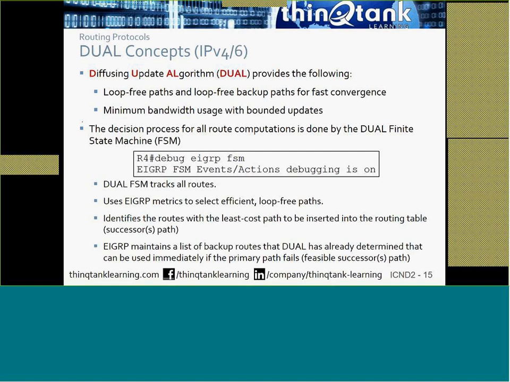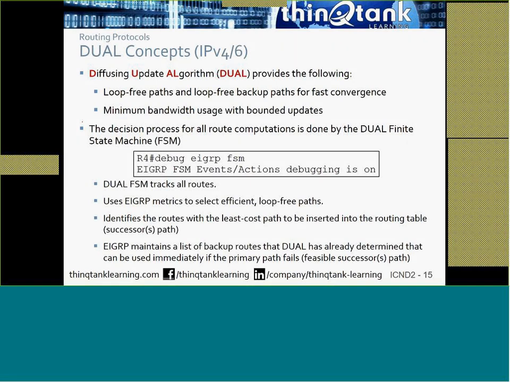All of these evaluations of paths, looking at different metrics, different values, and it tracks these different paths, and it uses metrics to determine the best path. The routes with the least cost path go into the routing table. Those are my successors. And then we maintain a list of backup paths, but we predetermine whether or not those backup paths are valid by going through the feasibility condition check. So if the primary path fails, we immediately start using the backup path instead of going through the query process and trying to identify whether or not that path is in fact valid or not.